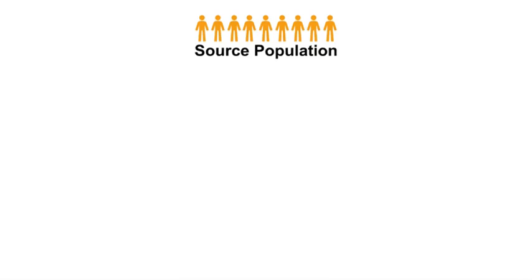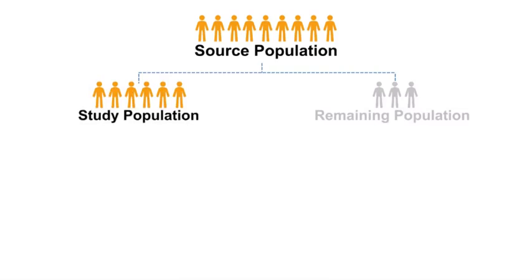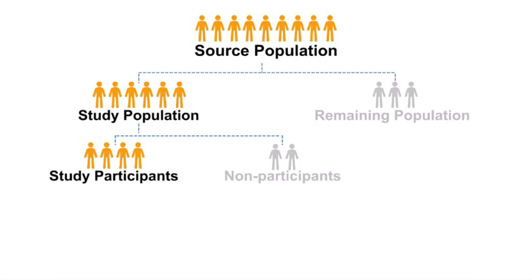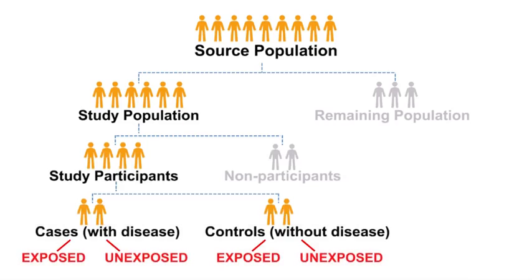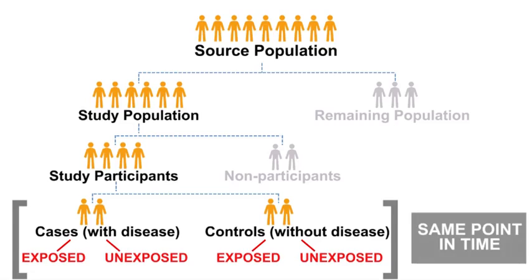Here's another diagram of the cross-sectional study design. You start with defining your source population or population base. Then you define your study population. And next, you sample study participants from that study population. Among the study participants, you assess both exposure and disease or health outcome status at the same point in time.